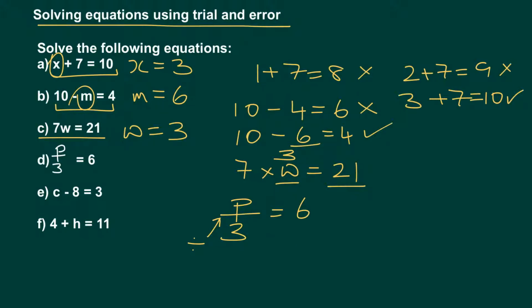Now, we need to think of numbers that, when we divide by 3, will give us the number 6. So let's go through the 3's times tables, and that'll tell us exactly what we need to get that answer of 6.